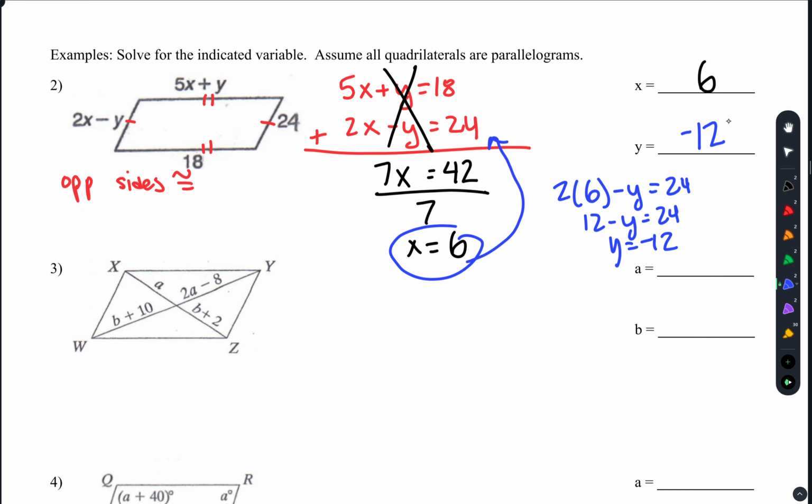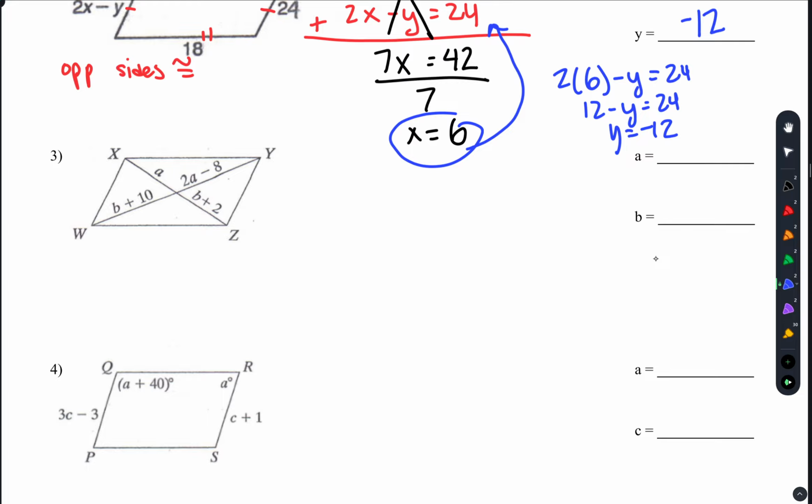Look at number 3. What property am I looking at in number 3? Gabby? Exactly, the diagonals bisect each other. That does not mean that this whole thing from x to z is equal to this whole thing from w to y, but it does mean that the 2 halves are going to be congruent to one another. So what that looks like is a and b plus 2 are congruent.